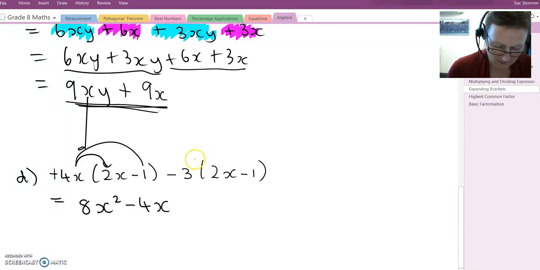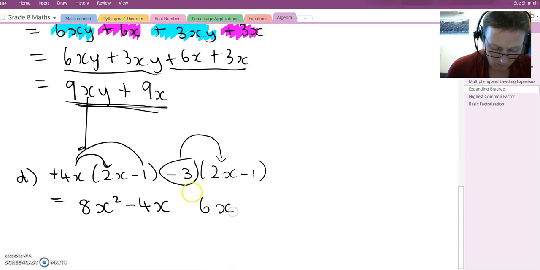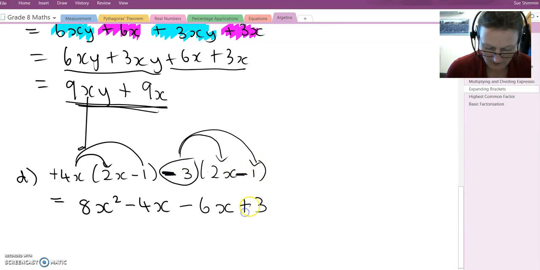Next one. So we need to multiply this by the first term. So 3 times 2 is 6, and it's 6x. And what sign is with it? We've got this sign and a positive to give us that. And then we're multiplying that by this. So 3 times 1 gives us 3. We're multiplying this sign here by that sign there to end up with the positive.